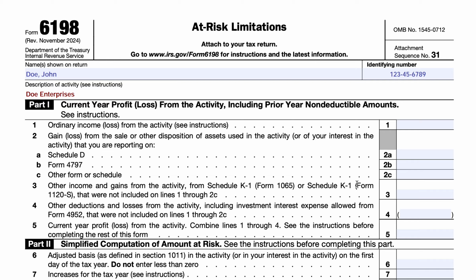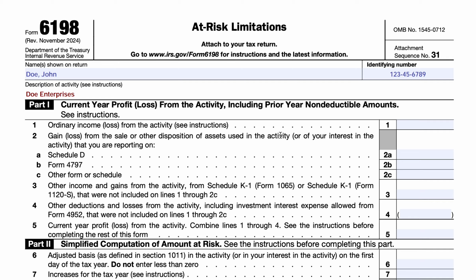So in part one, we're going to basically enter the amount of ordinary income or loss from this activity without regard to the at-risk limitations. So this would not include any ordinary gains or losses from the sale or other disposition of assets used in the activity or any interest in the activity itself. Those amounts will be entered down here. So this is simply the business loss from that activity.